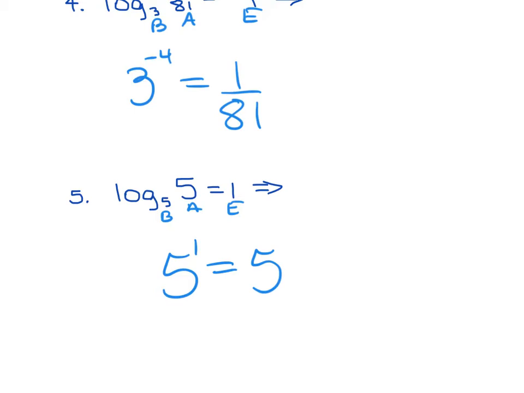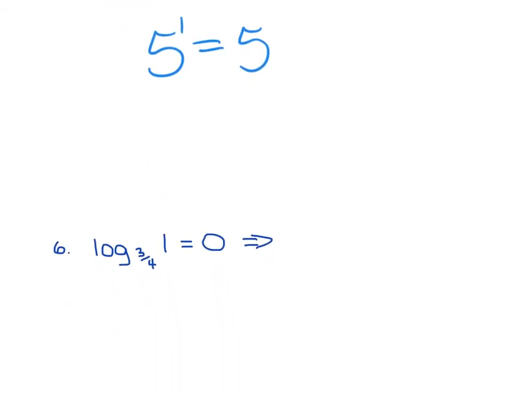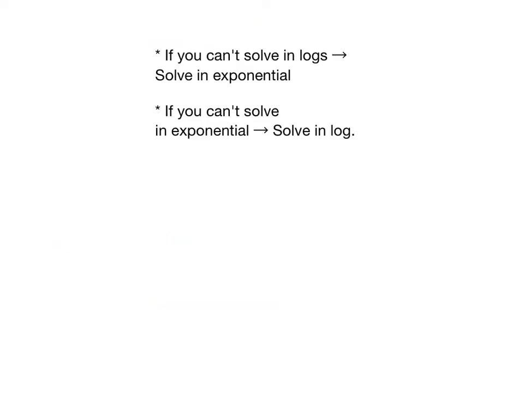Number 6, BAE, 3 over 4, or 3/4, raised to the 0 power. What's anything to the 0 power? 1. And it makes sense. So the whole reason behind this is these are inverse operations.